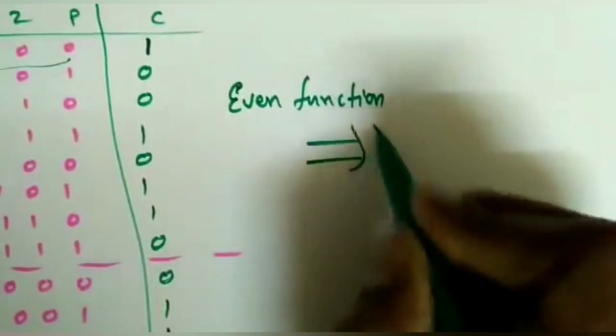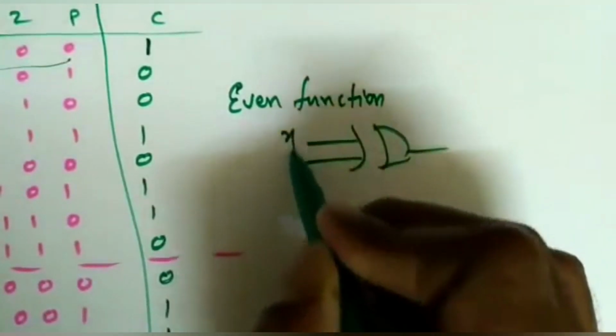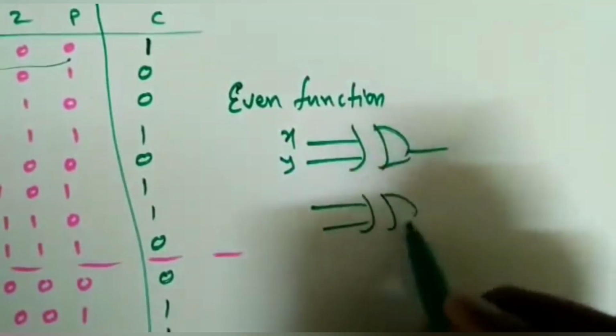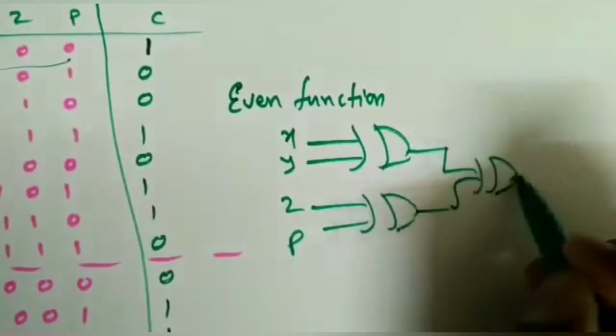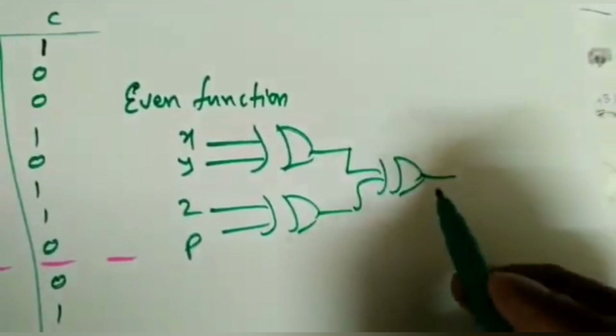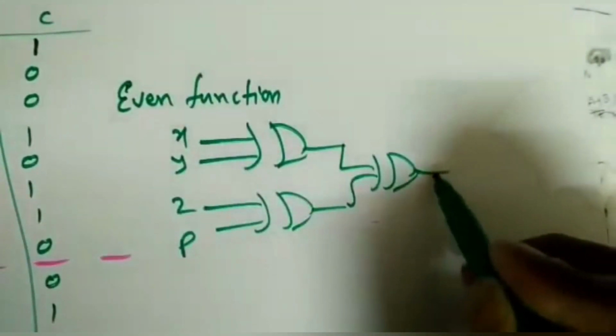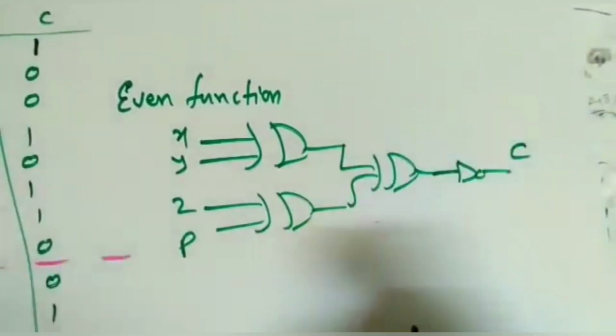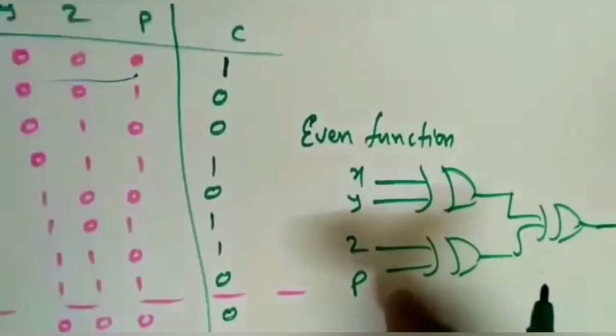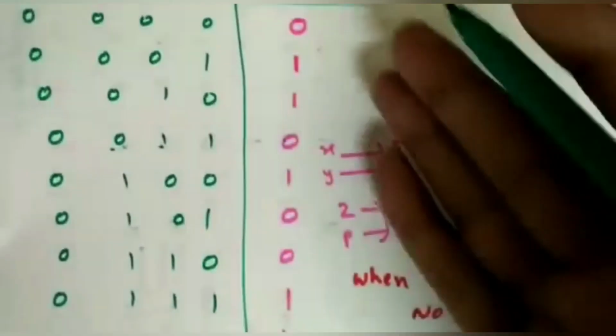So what is the circuit diagram for this one? Again the same: exclusive OR gates with X, Y and Z, P. Up to here it is the same, but after that we should get the complement. So I will add one NOT gate to get the parity checker. As we have seen in this example, that is the even parity checker. So we have got the odd parity checker, or we can say the odd function.